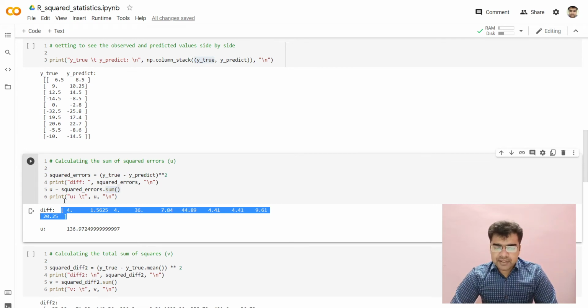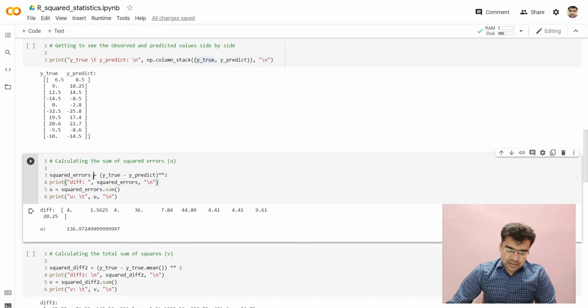Finally, we have to compute the sum of all these values. How do we do this? The squared differences are contained in a variable called squared errors. So finally I will be calling the sum function on squared errors, and whatever value comes is stored in a variable u. In this case, the sum of squared errors is equal to 136.97. You can also verify it yourself: add 4 plus 1.5625 plus 4 plus 36, all the way up to 20.25.